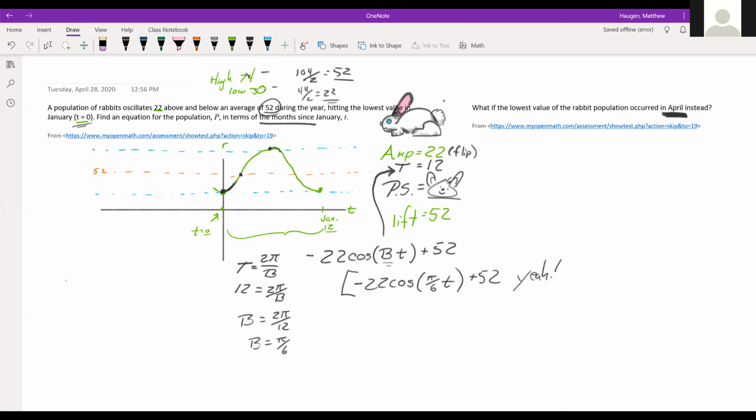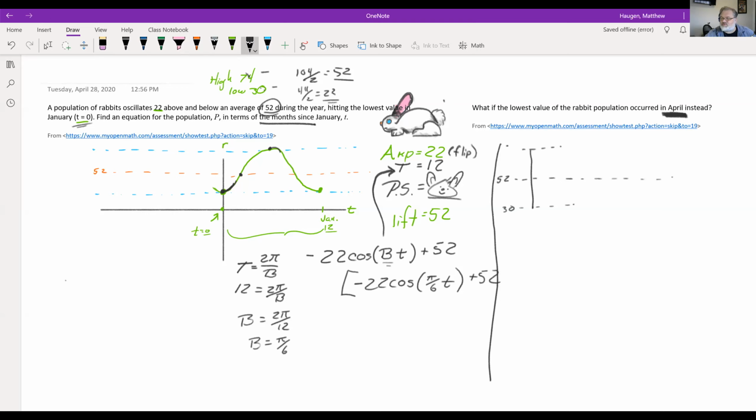So let's look at what happens when we change this to April being the low value. Actually, I'm going to make that the 52, and then the 30 and 74. So my x-axis is way down here somewhere.